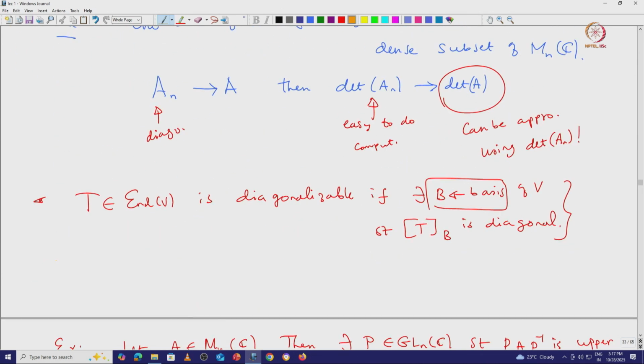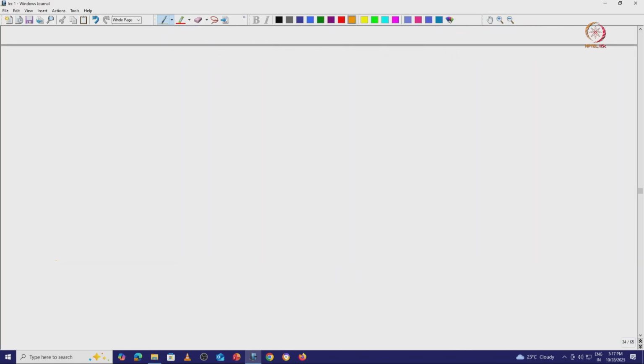So, let me quickly tell you why one can expect such things. All we are looking for is a coordinate system in which the matrix of the given linear transformation looks somewhat simpler. To achieve that coordinate system, what can we do? We can decompose the given vector space into T invariant subspaces. Let us recall that a subspace W is called T invariant if T of W is a subset of W.